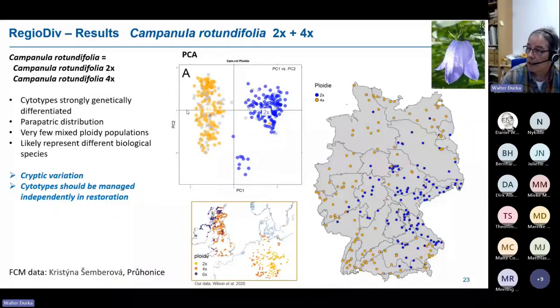So all this goes without any morphological differentiation. So this is clearly cryptic variation. And if you look into the distribution within Germany, this also says that we need to take this into account in restoration and in seed production.